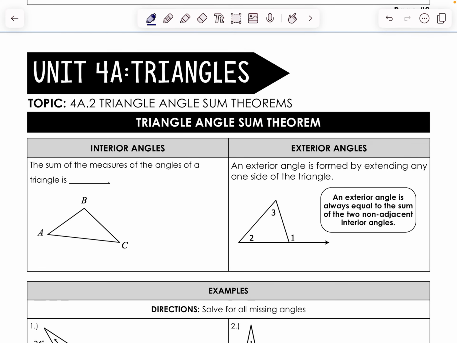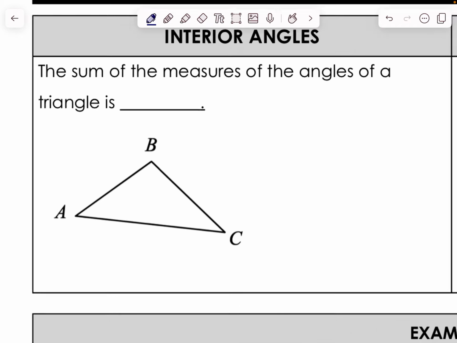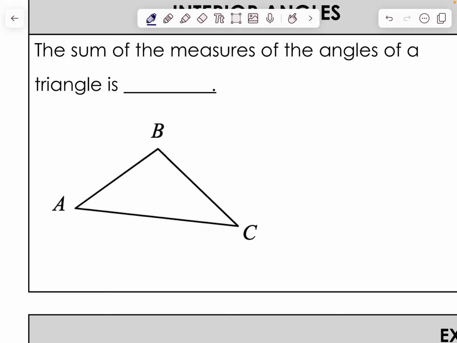Okay, so 4A.2 is going to talk about the triangle angle sum theorems. So you have interior and exterior angles. Interior angles are going to be the angles inside your triangle. And the sum of those, if you add them all up together, is going to be 180 degrees.